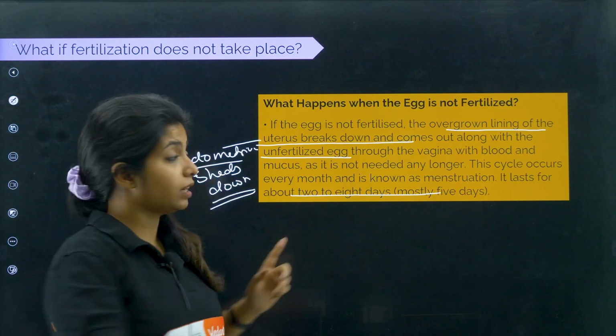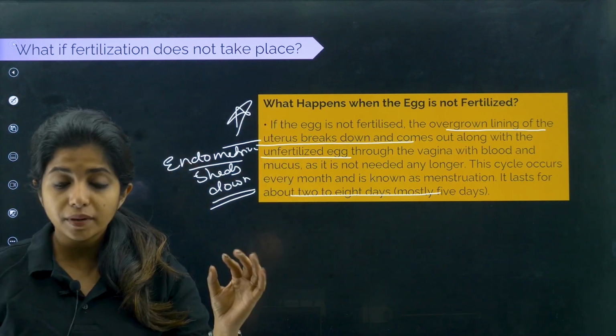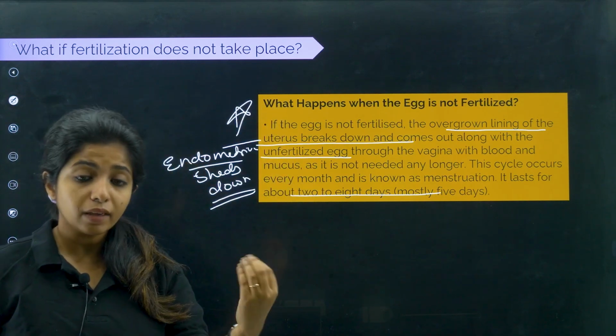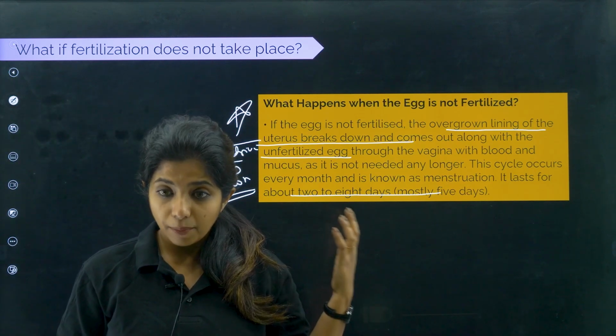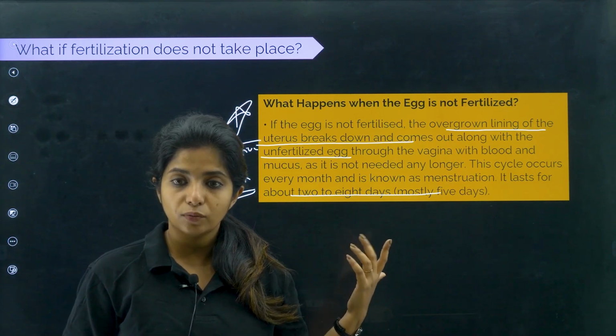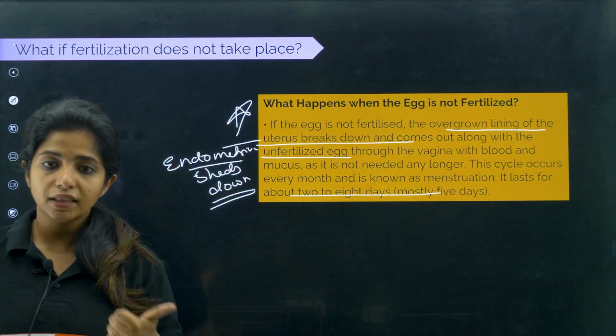Okay, please write, it is a very important question. The endometrium sheds down. Why? Because fertilization has not taken place. So along with the blood layer that is being formed, what all things are being released? The unfertilized egg and the blood and the mucus also.